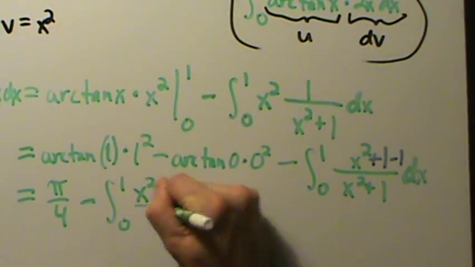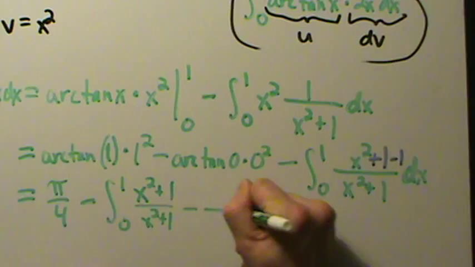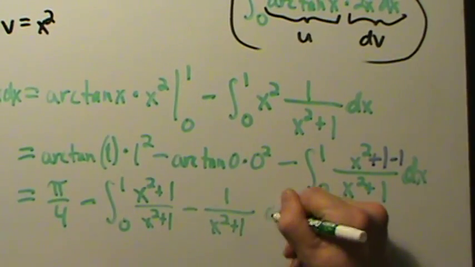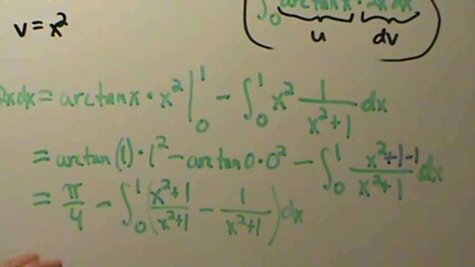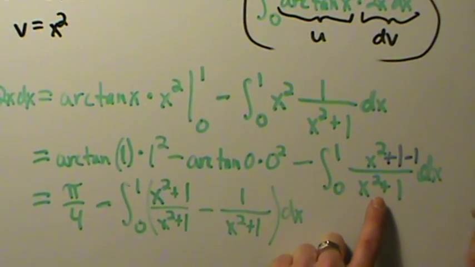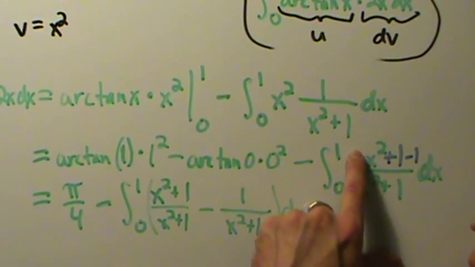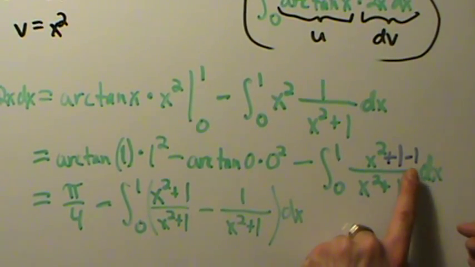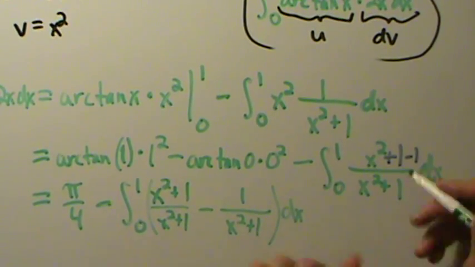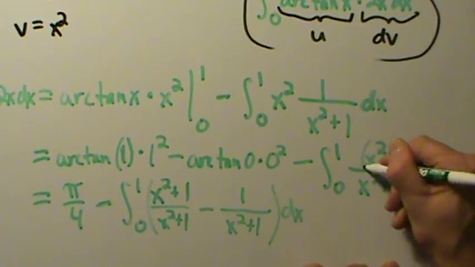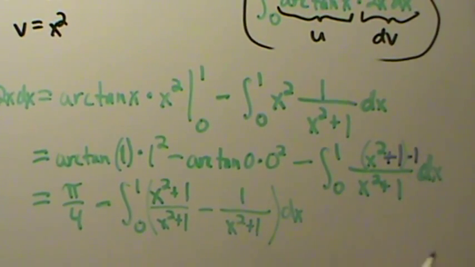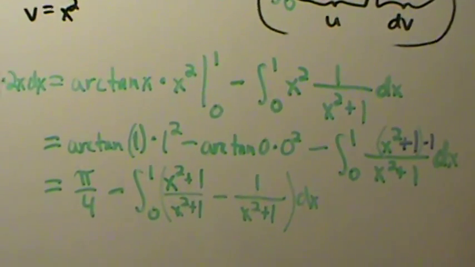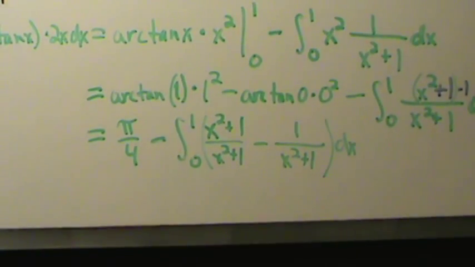So that's x squared plus 1 over x squared plus 1 minus 1 over x squared plus 1, and then dx on everything. Again, since it's x squared plus 1 on the bottom and just x squared on top, I add 1 and then subtract 1, and that lets me split it up into two fractions like that: x squared plus 1 over x squared plus 1 minus 1 over x squared plus 1. And now that's going to let me integrate it.